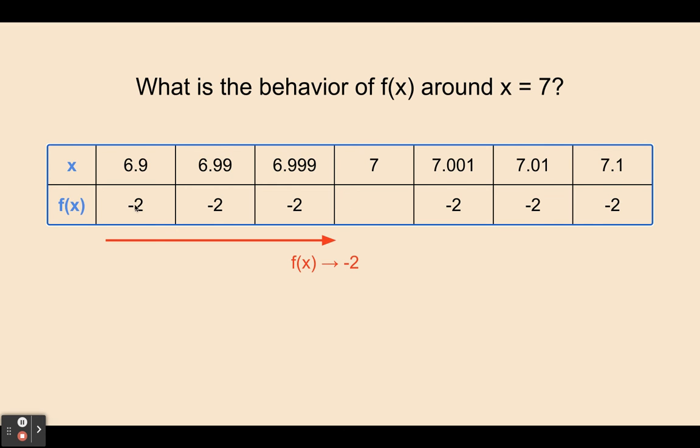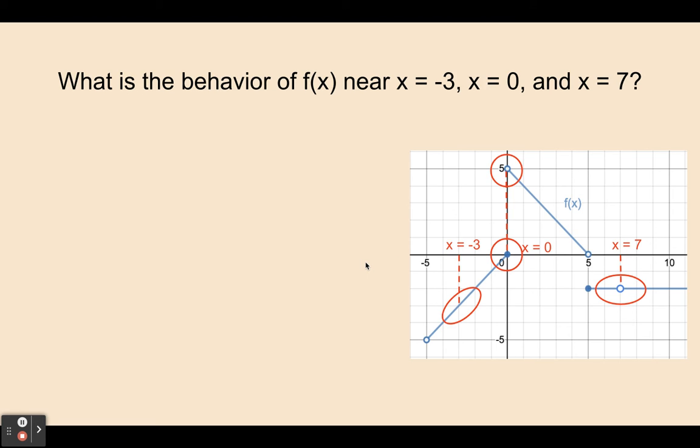Okay. So now as I come in from the left, all the y values are the same, so that's going to be -2. As I approach 7 from the right, I'm also going to get -2 because all these y values are the same. So this function around 7, x equals 7, acts like y equals -2. All right. So now here's the connection.